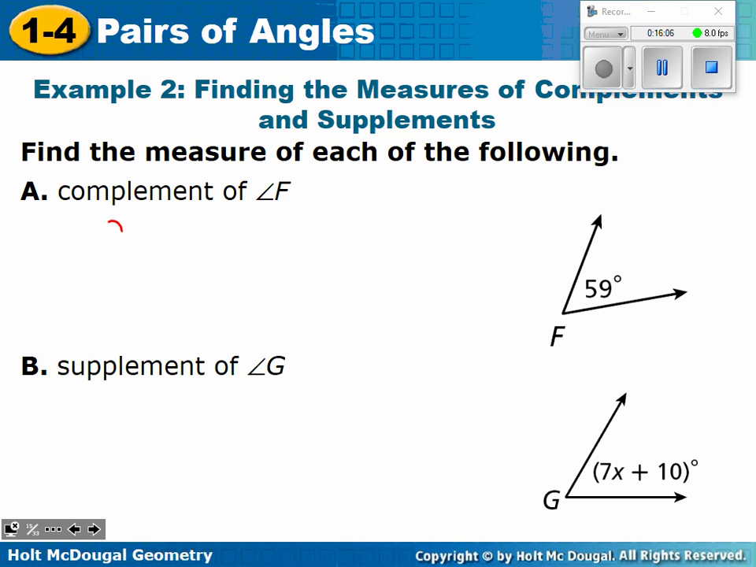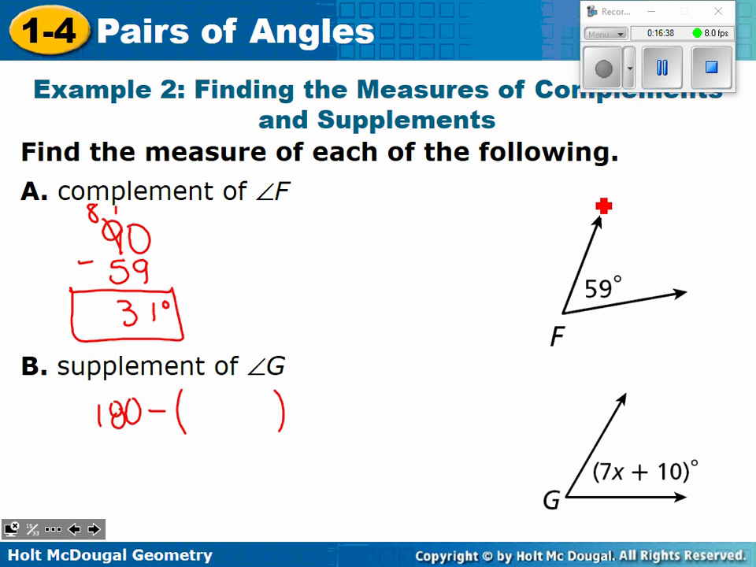31. So it should be 90 minus 59. Don't forget your degree symbol. Okay, notice on part B, though, our angle is not just a numerical value, it's an algebraic expression, right? That means when you give me your answer, it's probably still going to be an algebraic expression, and that's okay, just simplify it. So if I want the supplement of G, supplement means 180 minus the angle.